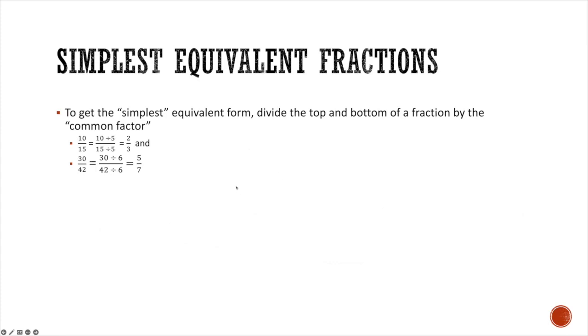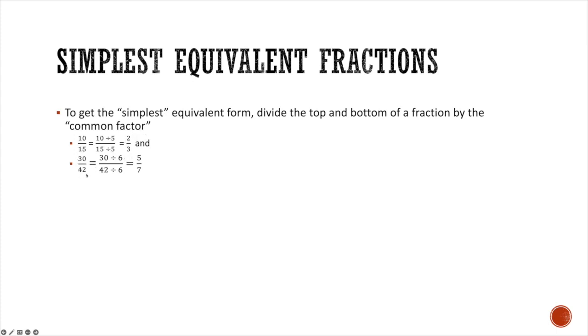Simplest equivalent fraction. To get the simplest equivalent form, what we have to do is first find the common factor of both numerator and denominator. Given 10 over 15, the common factor for this is 5. Then we can divide both numerator and denominator by 5. Then 10 divided by 5 equals 2, and 15 divided by 5 equals 3. So this is the simplest form.